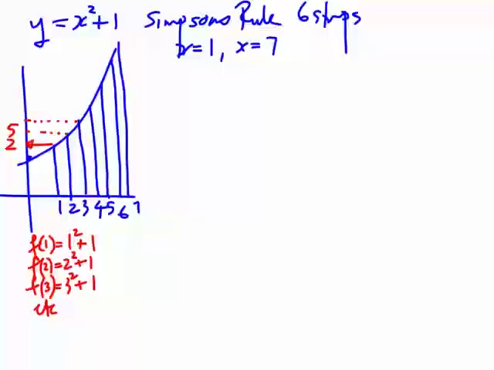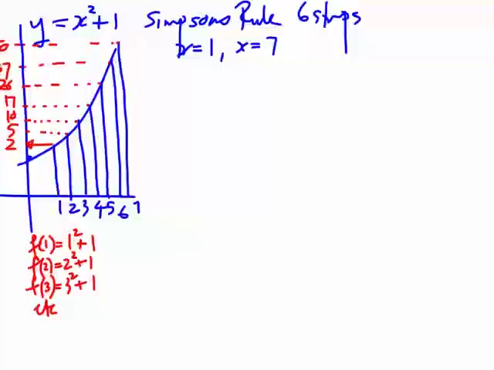3 squared is 9 and 1 is 10. 4 squared, 16 and 1 is 17. 5 squared, 25 and 1, 26. Going up here a bit higher, 6 squared, 36 and 1, 37. And right at the top here we have 7 squared, 49 and 1 is 50. We've just gone a bit beyond the graph here.